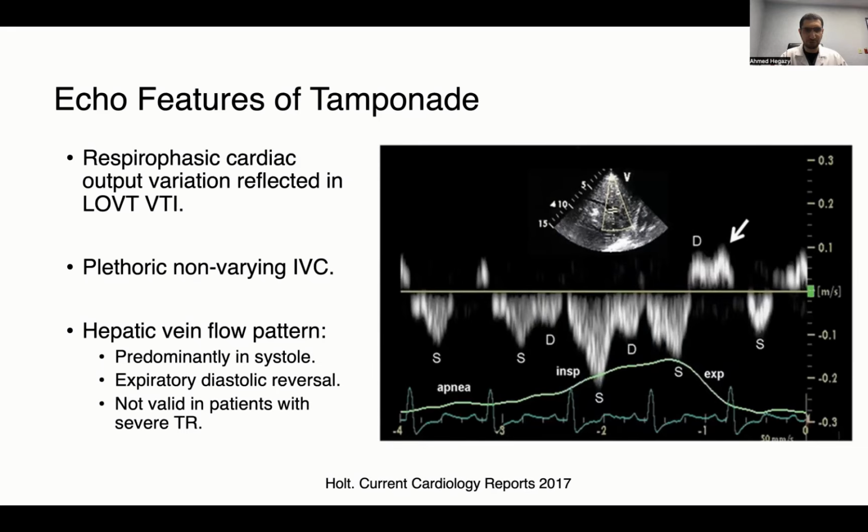Also, the hepatic vein flow patterns can be altered with tamponade. We normally see a systolic predominance in the hepatic vein flow pattern. The systolic wave is greater than the diastolic. This is normal. S is greater than D, or systole is greater than diastole. However, in patients with tamponade, what you may sometimes see is a diastolic flow reversal during expiration. This finding is not really valid in patients with severe TR, because these patients with severe TR sometimes will have systolic flow reversal.